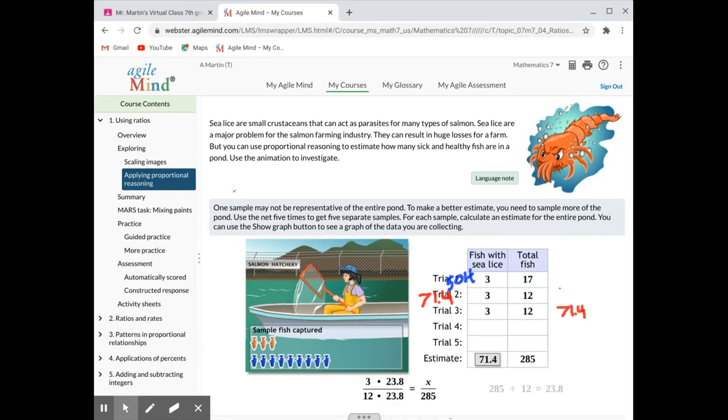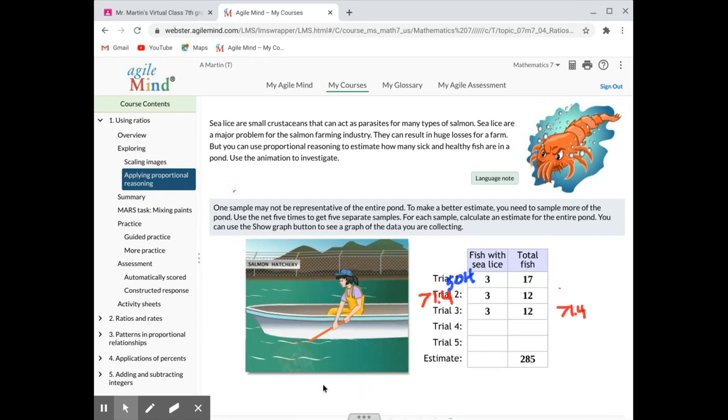All right, so we got this. We got 3 times 23.8, just like we did just a second ago. And they got 71.4 again. So basically, everything that we wrote in trial 2, we're going to write in trial 3. Or you could put the same and then put our estimate of 71.4. All right, so let's let our lady go fishing again for trial 4.